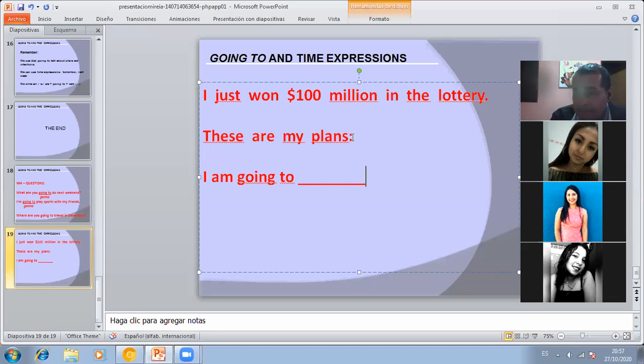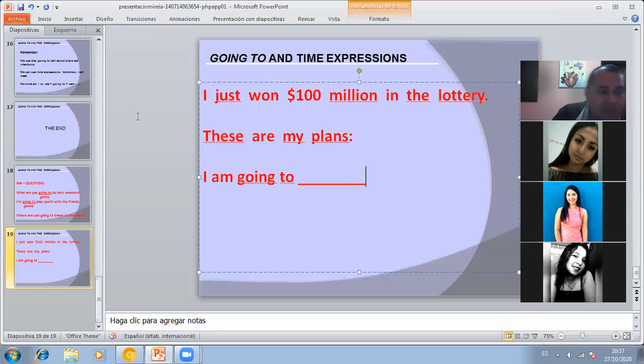Other plan? Y comprar muchos animales. Tener una tienda. Rescue animals. Okay, what else? What is another plan? Y invertir el dinero para producir más. Okay, we're going to invest the money. Okay, thank you. Thank you very much.